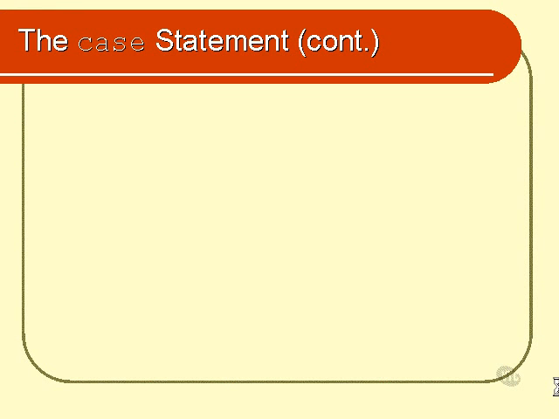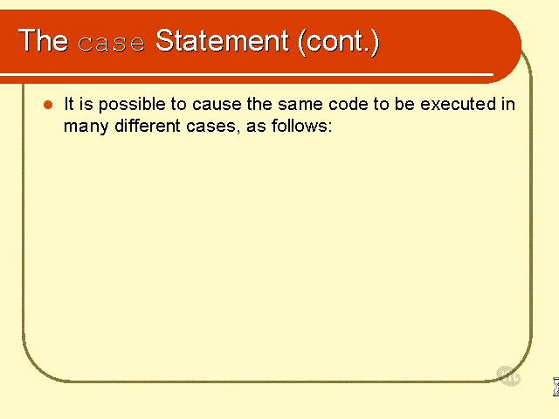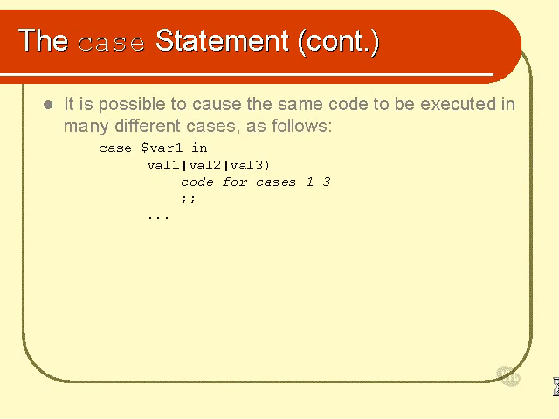So I'll now just quickly show you a couple of other simple options that can be used with the case statement that just make it that little bit more user-friendly and useful. And the first one is that it's actually possible to specify that the same code be executed in several different cases, and you might do that like that. You use the vertical bar symbol or the pipe symbol. So here, where I've got code for cases 1 to 3, that code will get executed if var1 happens to be equal to val1, val2 or val3.